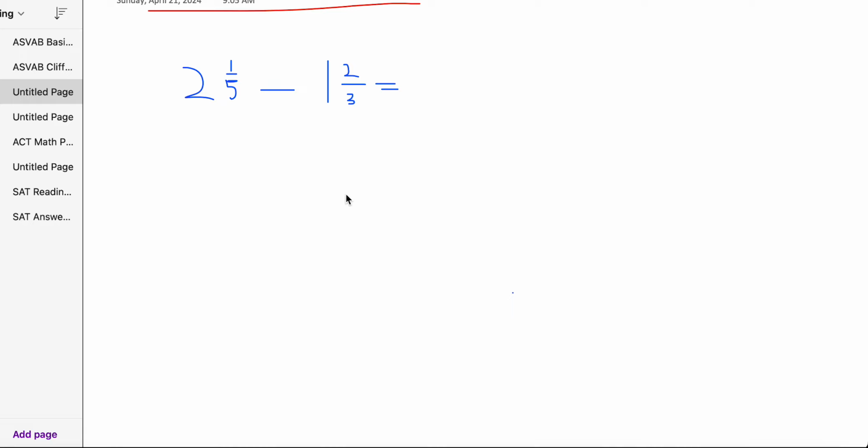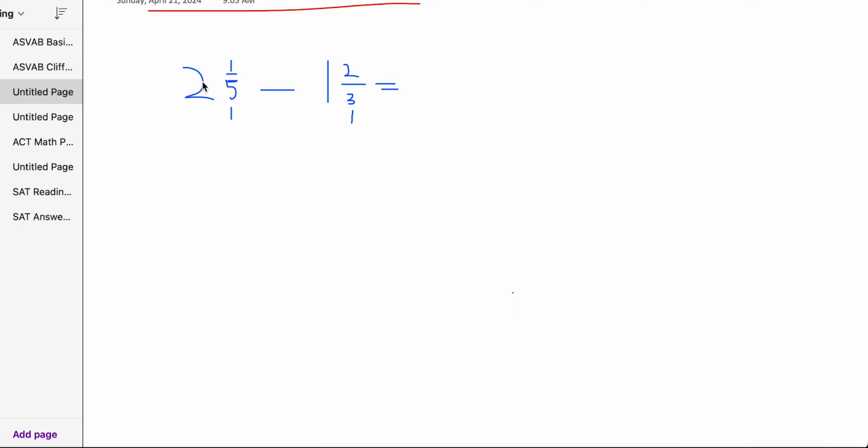My approach to these was always to convert them to proper fractions before actually doing the math. We could subtract the whole numbers, but this fraction is bigger than this fraction, so we'd get a negative number, which makes the math slightly harder than it should be. To make the whole process easier, we'll convert everything into proper fractions before carrying out the subtraction.